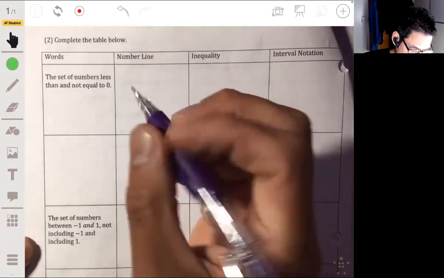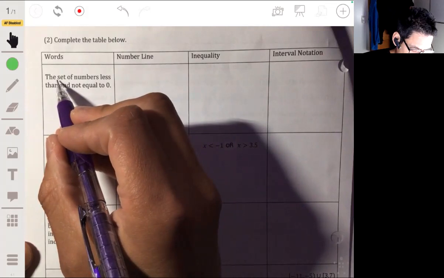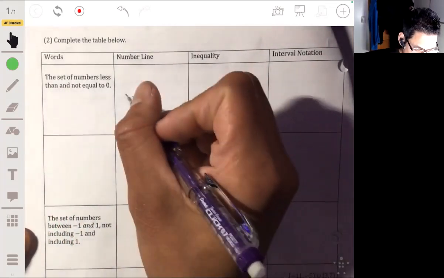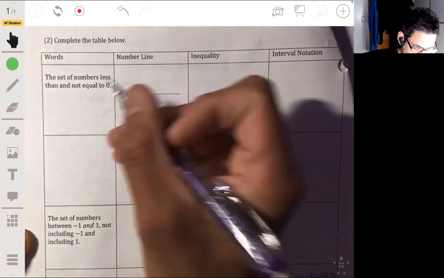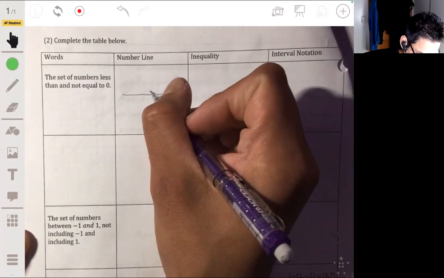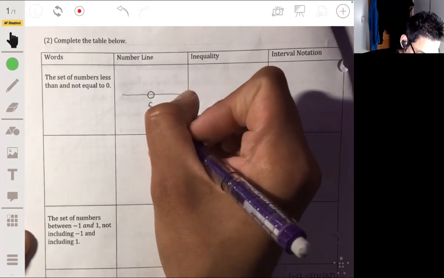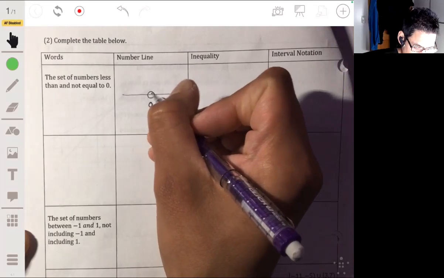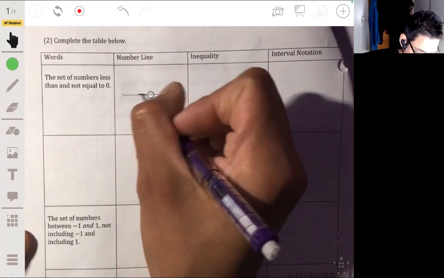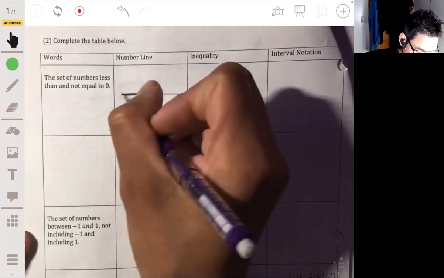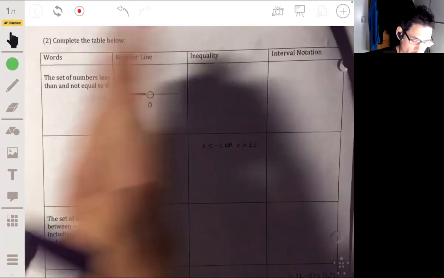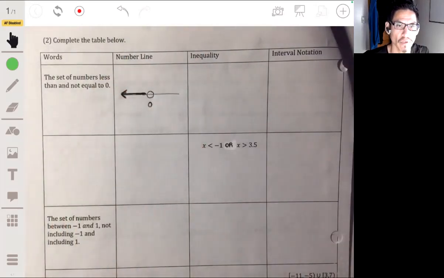So here we have the set of numbers less than and not equal to 0. Okay, so the number line, we're saying not equal to 0. So we're going to have an open circle at 0 because we're not including 0. And it says less than and not equal to 0. We're going to draw an arrow to the left. We're shading an arrow to the left. This would represent all the numbers to the left or below 0.